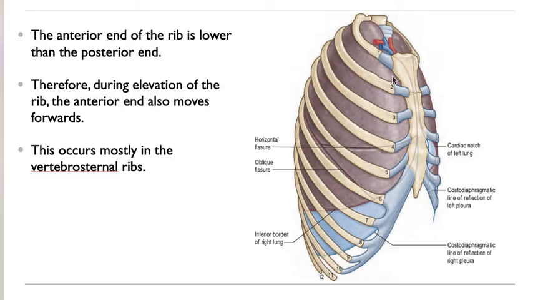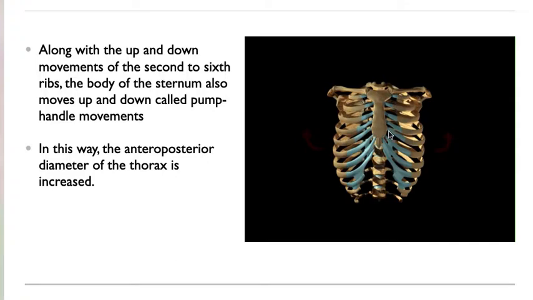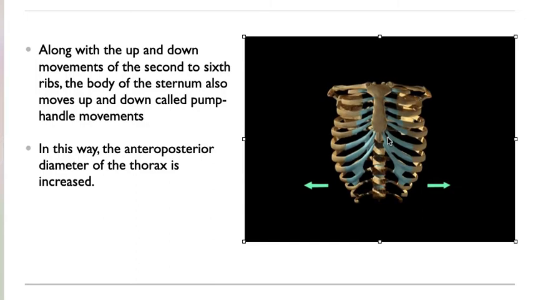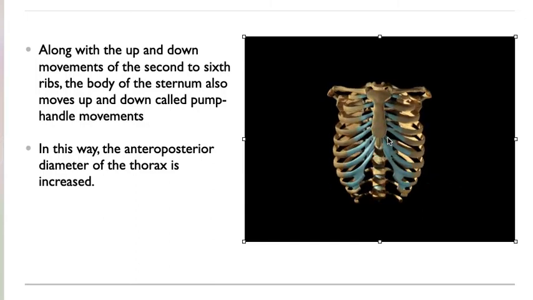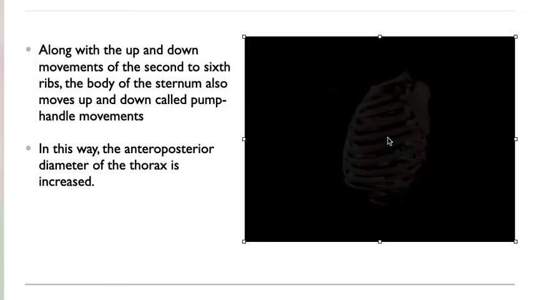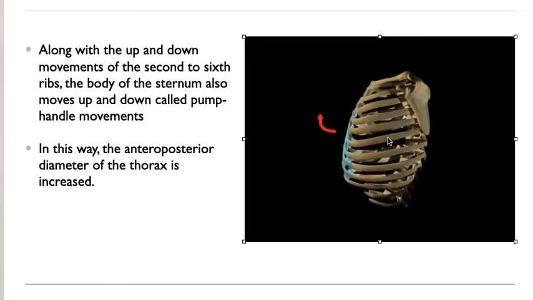And basically, this movement is occurring in the vertebrosternal ribs, these ones. Okay, 2, 3, 4, 5. Along with the up and down movements of the second to the sixth rib, the body of the sternum is also moving up and down, and this is called the pump handle movement. In this way, the anterior posterior diameter of the thorax is increasing, right? You can see it is moving up and down like a pump handle. Okay.